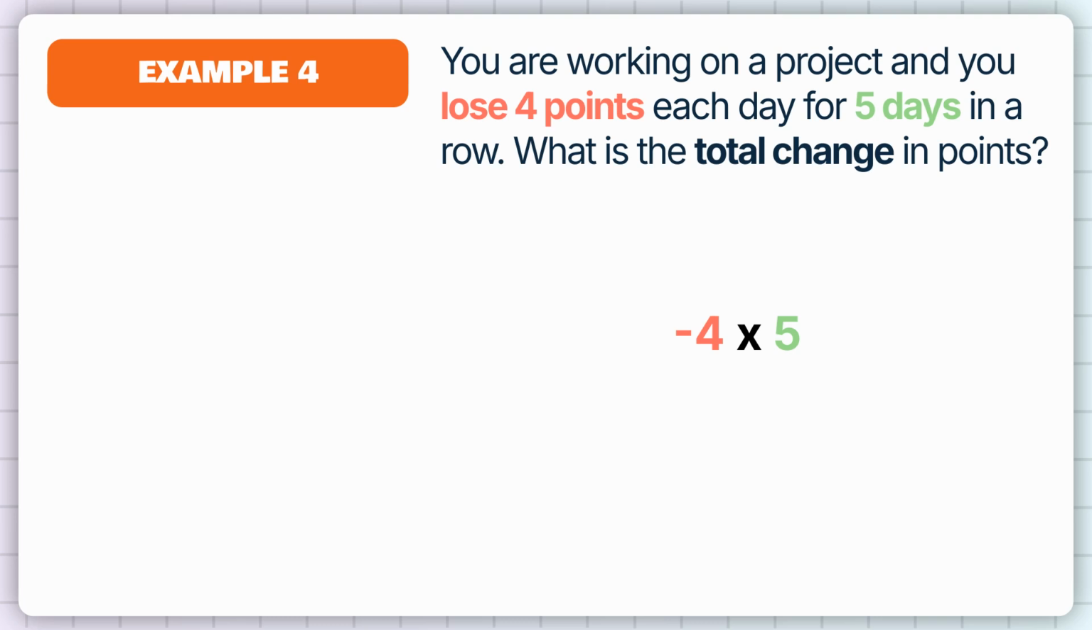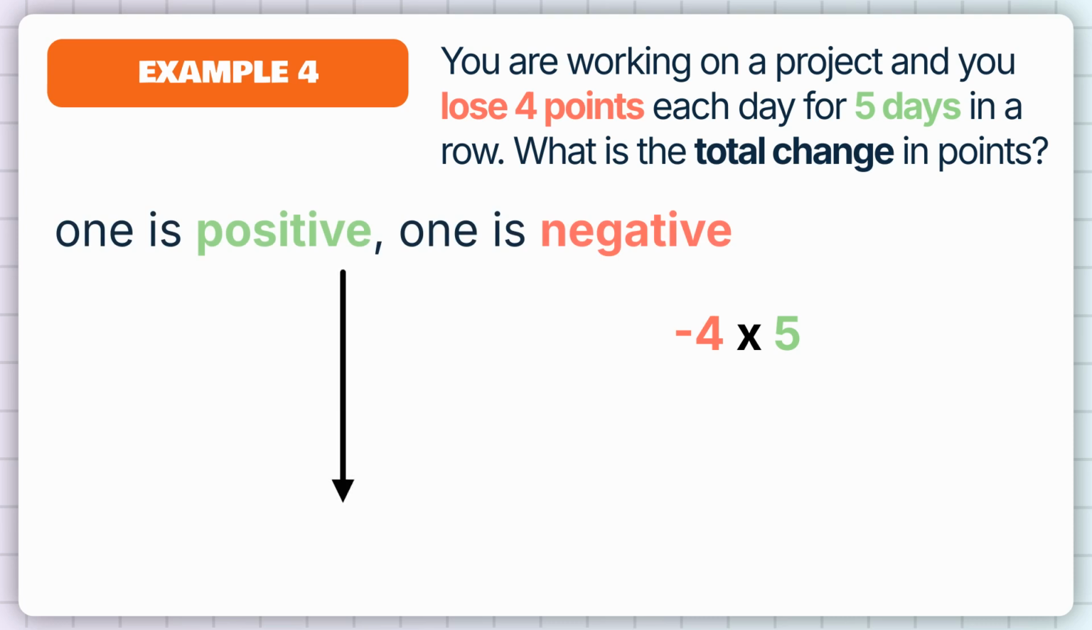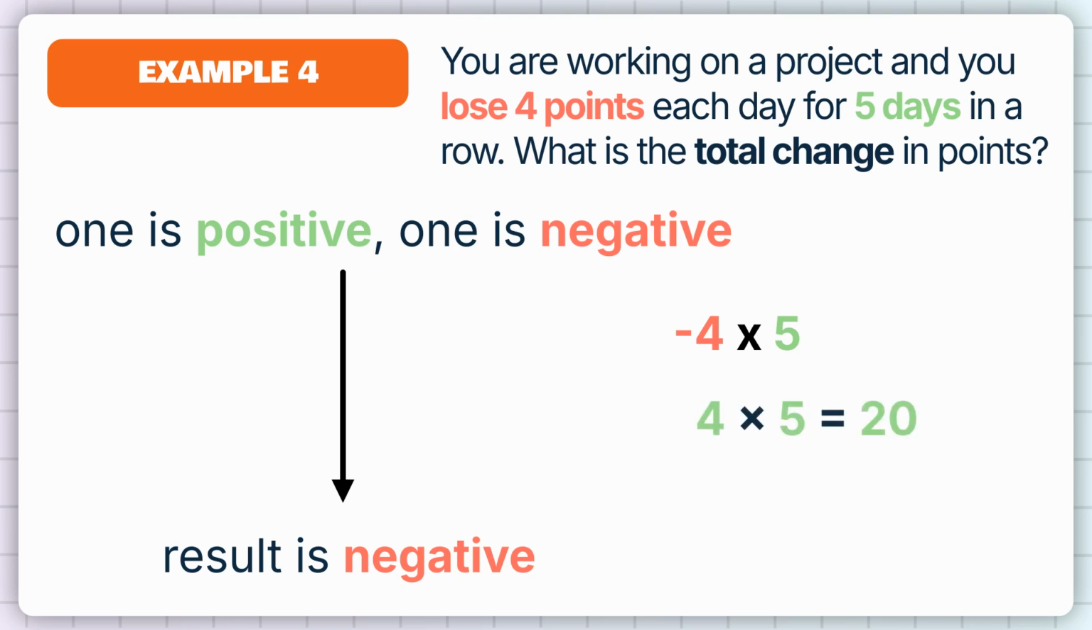We know that the product of a negative and a positive number is negative. We can multiply the absolute values. 4 times 5 equals 20. Now determine and apply the final sign. Since one number was negative, the result is negative. So the total change in points is -4 times 5 equals -20 points. By working through these examples, we can see how to apply the multiplication rules for negative integers in various contexts, from simple arithmetic to word problems.